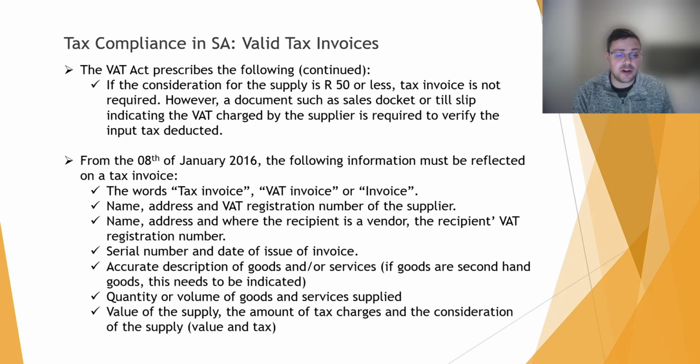Then also an accurate description of the goods and services. You also need to indicate if goods are second-hand goods. That is an important distinction to make. And then also the quantity or volume of the goods and the services supplied, as well as the value of the supply, the amount of the tax charge, and the consideration of the supply. So the value of the supply is the excluding VAT amount. The amount of tax charge will be your VAT at 15% or your VAT at the 0 rate. And then the consideration will be the including VAT amount.